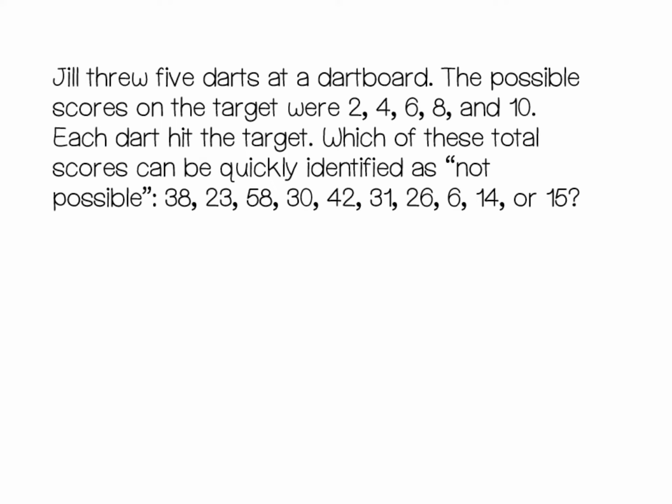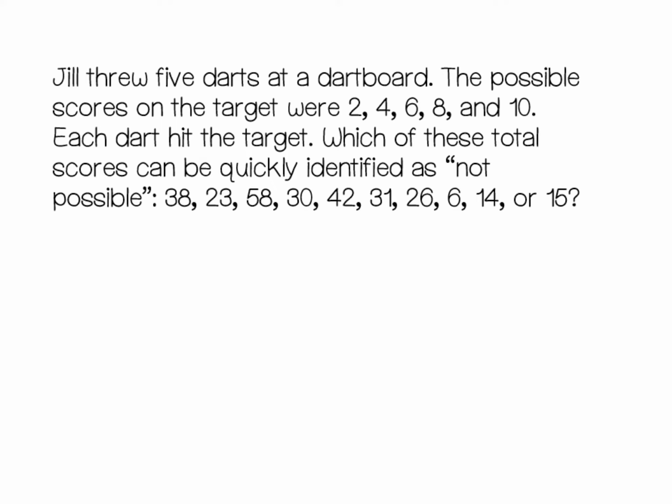Here's our first example. Jill threw 5 darts at the dartboard. The possible scores on the target were 2, 4, 6, 8, and 10. Each dart hit the target. Which of these total scores can be quickly identified as not possible? All right, so really this problem should take us less than a minute.